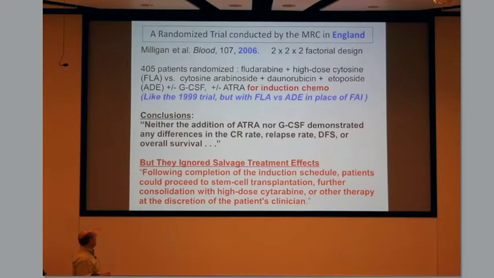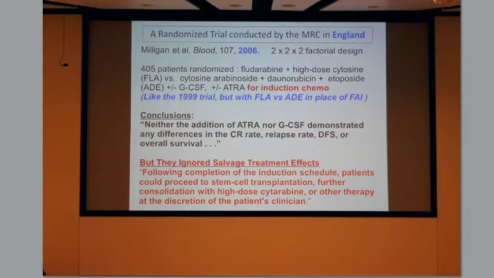So, one point I want to note, let's take a sidestep and go across the pond, as they say, to England. The English always think they're smarter than we are. They're not. Milligan et al. published a paper in Blood in 2006 where they had a 2 by 2 by 2 factorial design. So they read our paper and they did their own trial in the anything-you-can-do, we-can-do-better sense. And so once you got through it, they had twice as many patients.